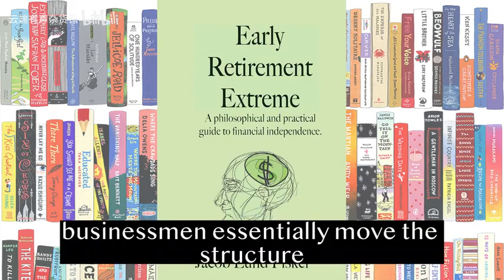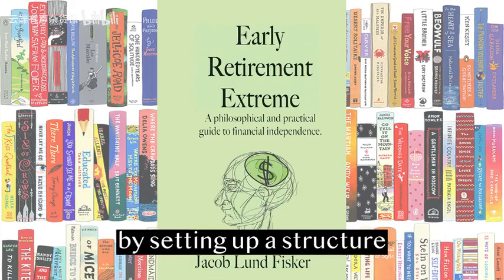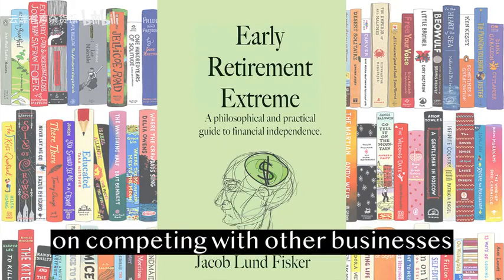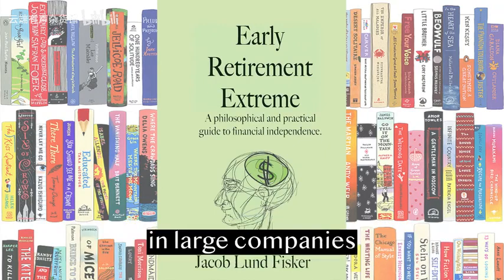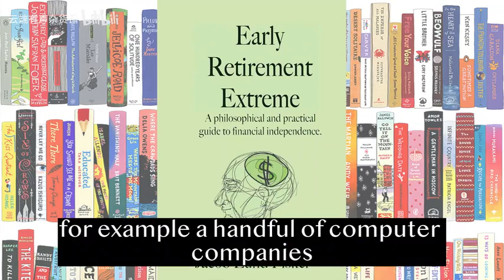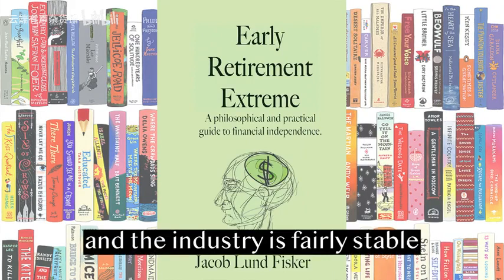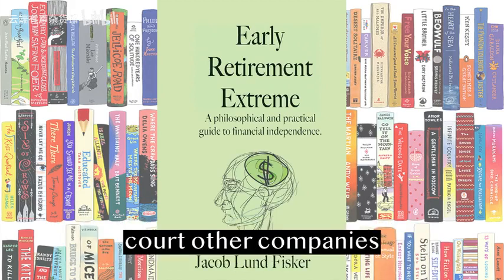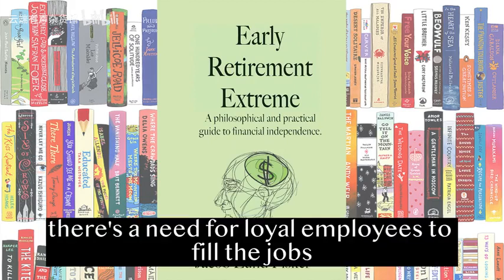Businessmen essentially moved the structure from skilled artisans to factories by setting up a structure. At this stage, businessmen focus their efforts on competing with other businesses until the structures for production are settled in large companies. For example, a handful of computer companies instead of the initial hundreds. And the industry is fairly stable. While businessmen may behave in a cutthroat fashion toward other companies, they're fairly honest with their employees. There's a need for loyal employees to fill the jobs.